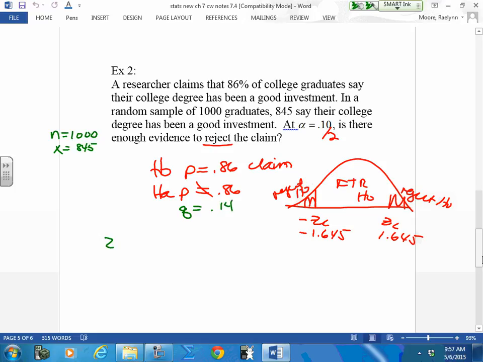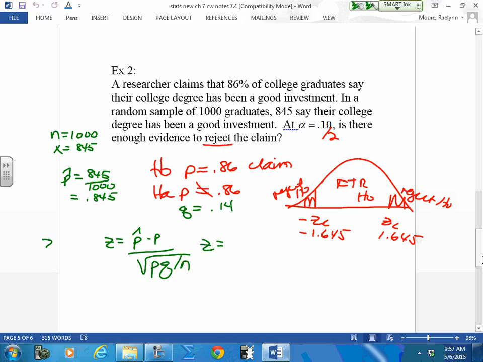I'm going to use my formula. I need to know what my p-hat is. So I have to find my p-hat by setting up my proportion, x over n. And my p-hat is 0.845. It was nice because it was based on 1,000. So we'll plug it into your equation.